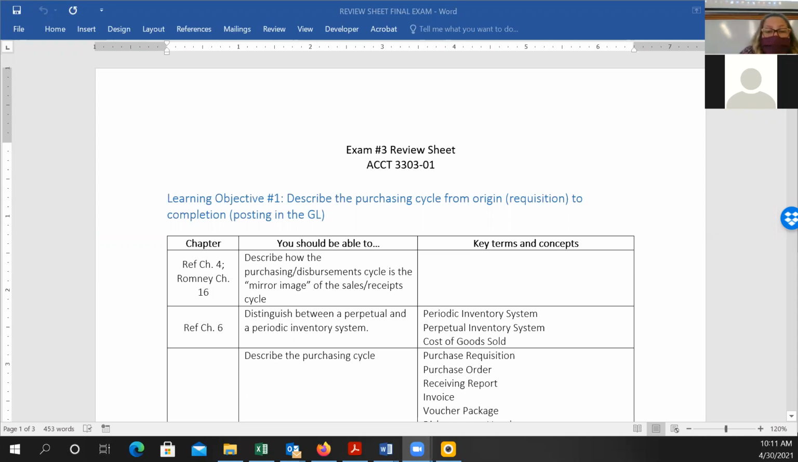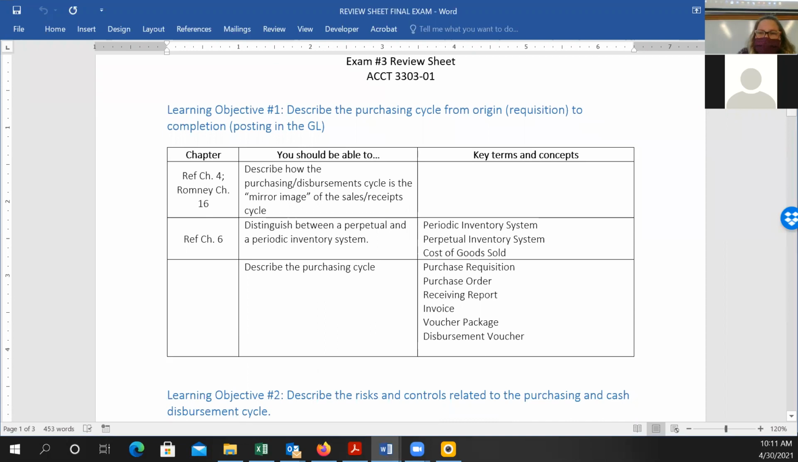Distinguish between a perpetual and periodic inventory system. You do have a couple of multiple choice questions about inventory in terms of purchasing. We'll talk briefly about inventory today when we go back to the purchase, that monstrosity, the two system understanding aids.